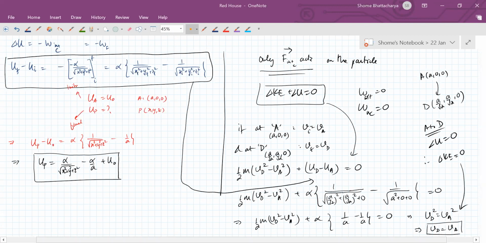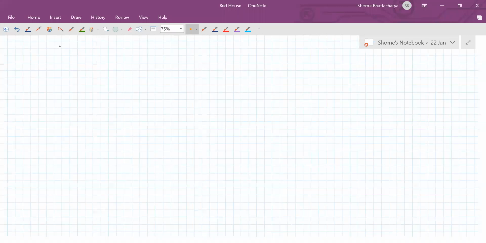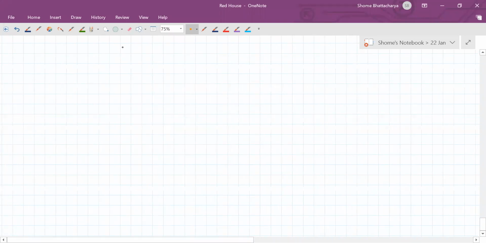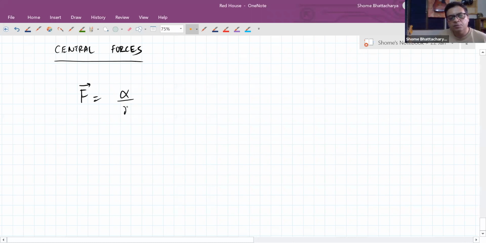Okay, very good. So hope this is clear to all of you. Now let's come back to that particular question earlier. So what we were discussing earlier is central forces. Remember, we had talked about central forces, and we had seen that in general a central force is given by an expression like this: some constant, let's say alpha or c or whatever, upon some kind of relationship as a power of the distance with respect to the central point to which the force relates.